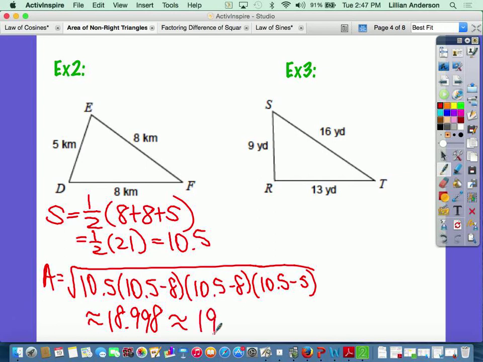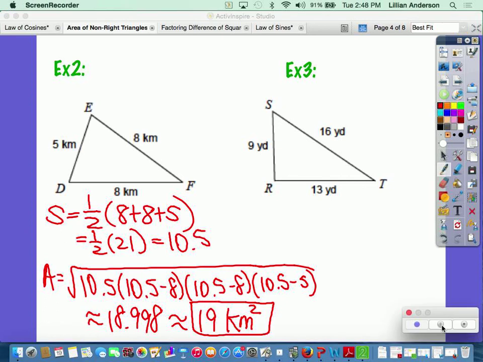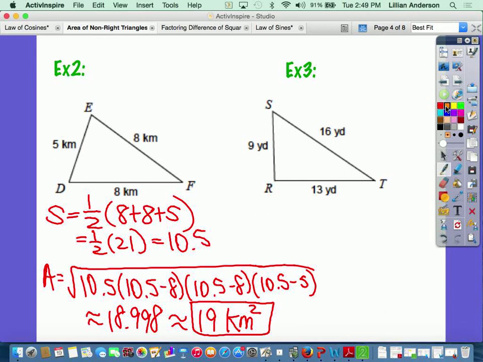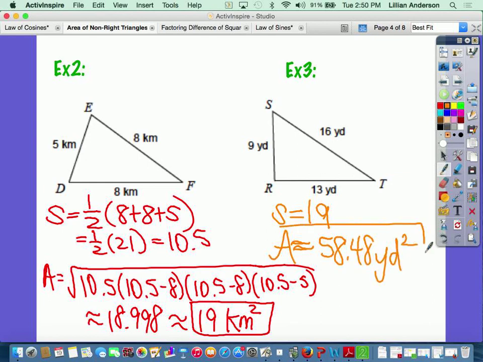Can't forget units. And then you square it. So you're going to try example 3. You guys are trying example 3 to get the area. What did you guys get for S? 19. And so the area is about 58.48 yards squared.